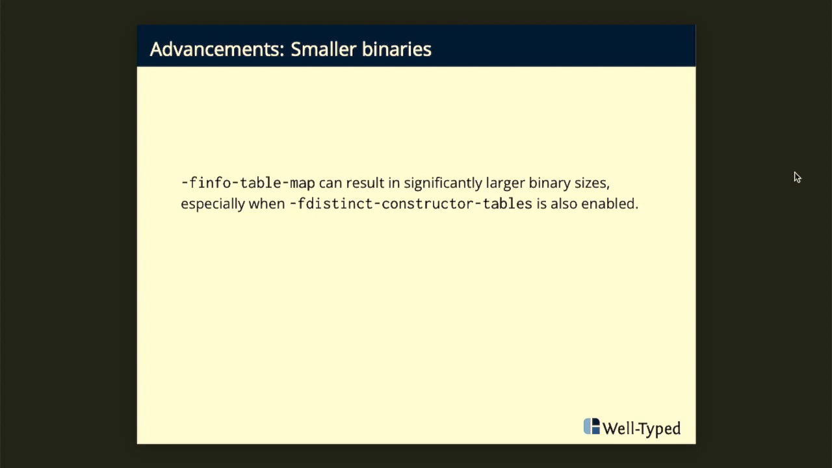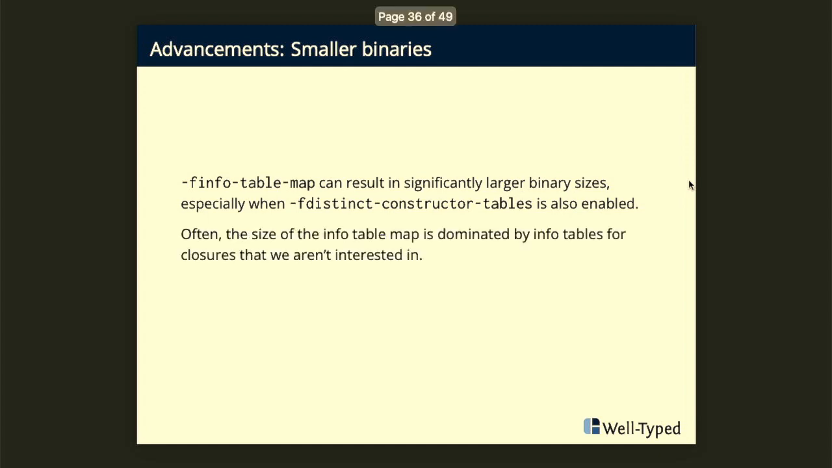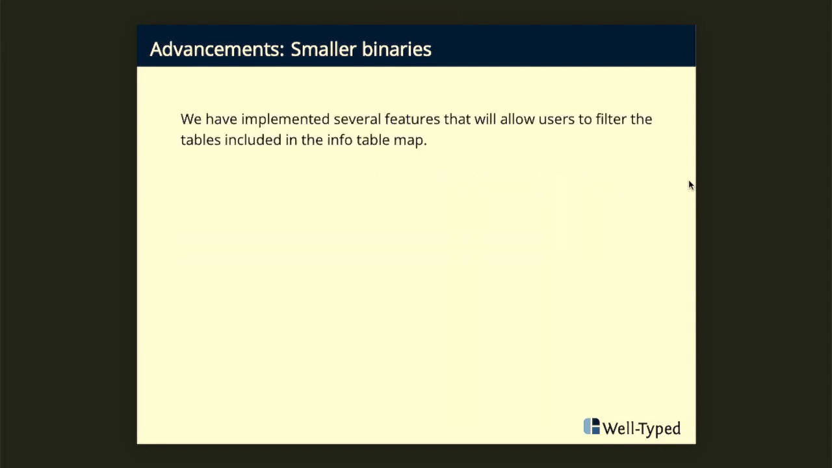And we're also working on making the binaries that contain the info table map smaller. And it gets especially large with distinct constructor tables because more info tables are being created and put into the info table map. But one observation is that the size of this info table map is often dominated by info tables that we don't necessarily care about for our profiling workflows.